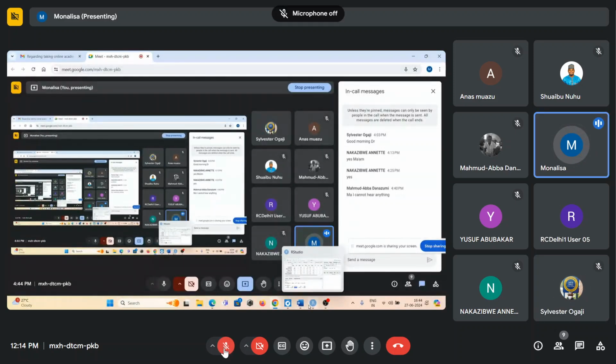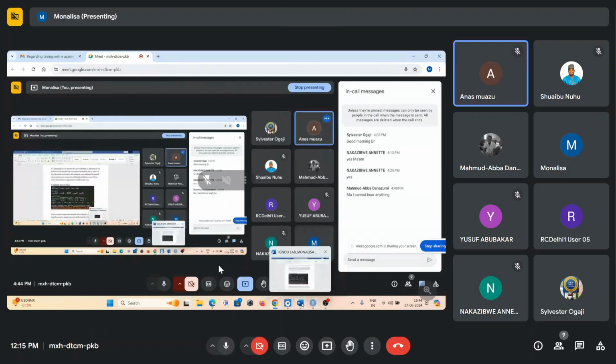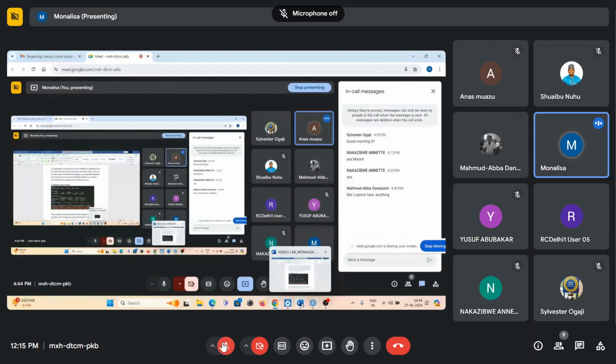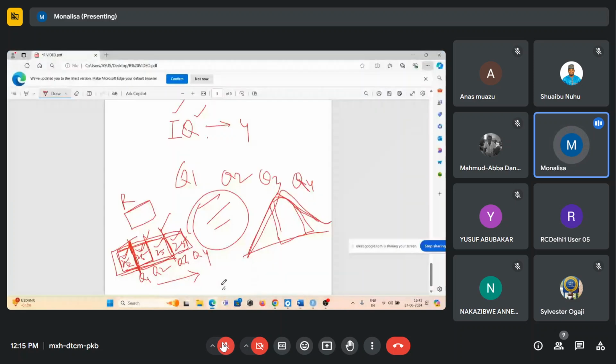Shall I explain these quartiles again? Yes. Okay, let me show that again. I am just saying about the data distribution. If I am not audible, please tell me, because as I'm sharing the screen, I can't read the comments.